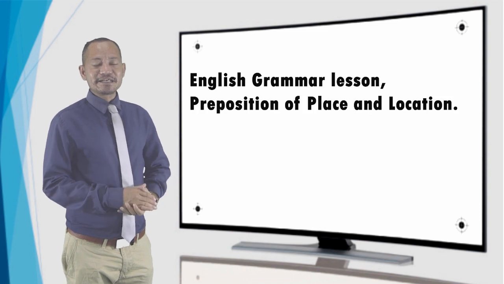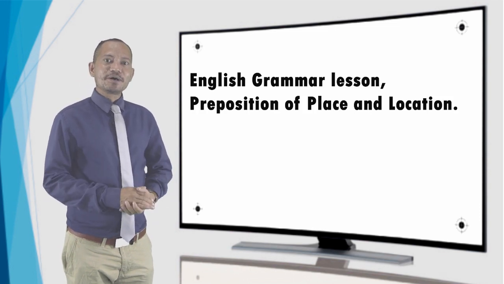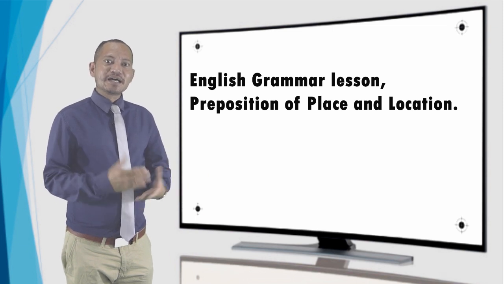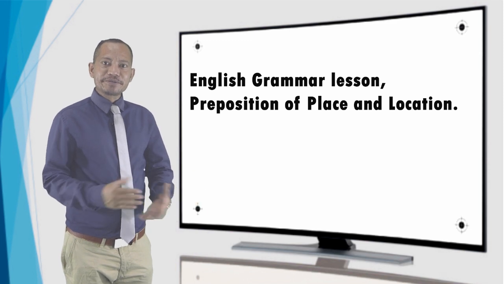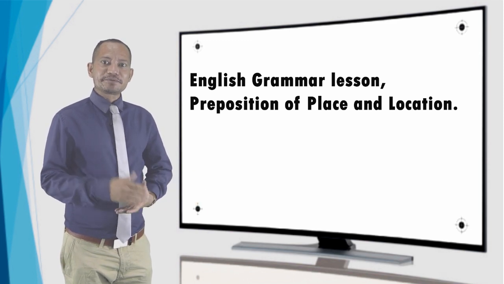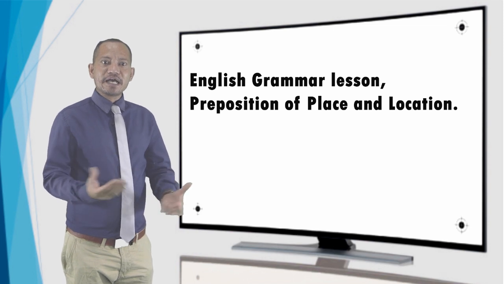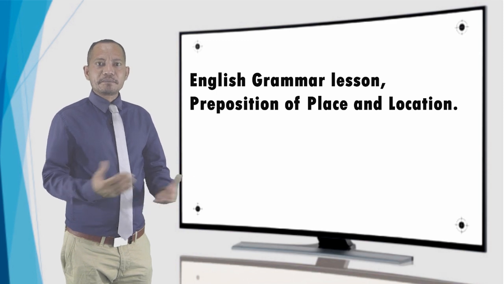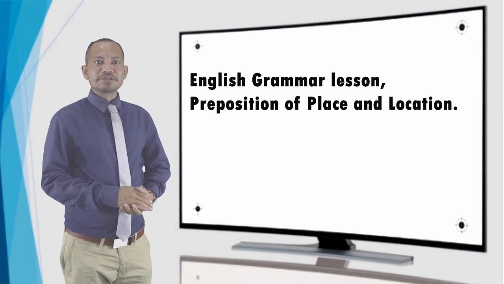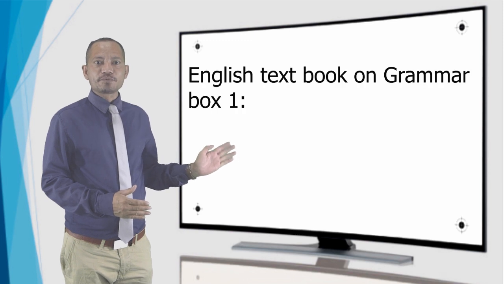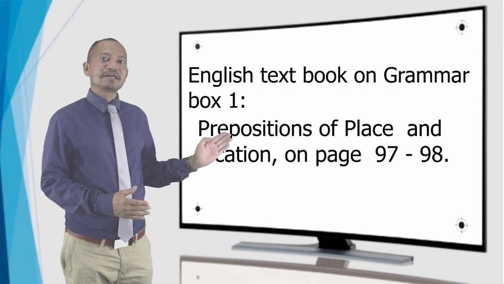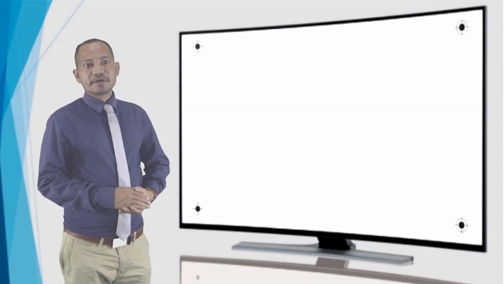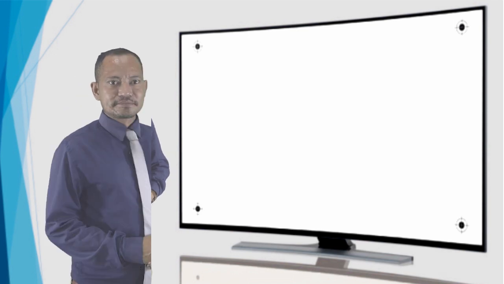Today we are doing an English grammar lesson all about prepositions of place and location. In this lesson, I'm going to take you through the use and examples of prepositions of place and location in the English language. But as usual, please refer to your English textbook, Grammar Box 1, Prepositions of Place and Location, on pages 97 to 98. And if you are ready, let's get started.